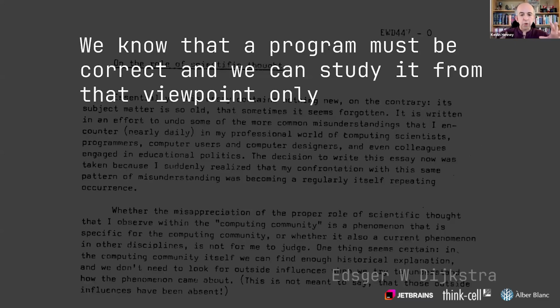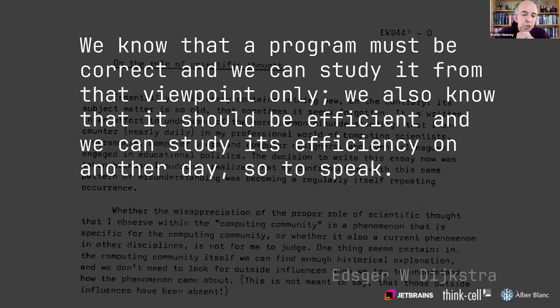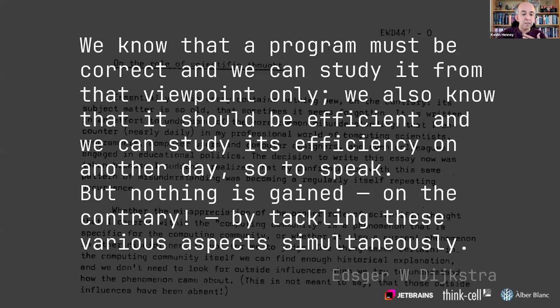Okay, so we know that a program must be correct. Well, we would like it to be, okay? But he's big on correctness. So correctness is an aspect that he cares about. It's a concern. We can study it from that viewpoint only. We also know that it should be efficient, and we can study its efficiency on another day, so to speak. What he's saying is that these are concerns. And he's saying, but nothing is gained, on the contrary, by tackling these various aspects simultaneously.